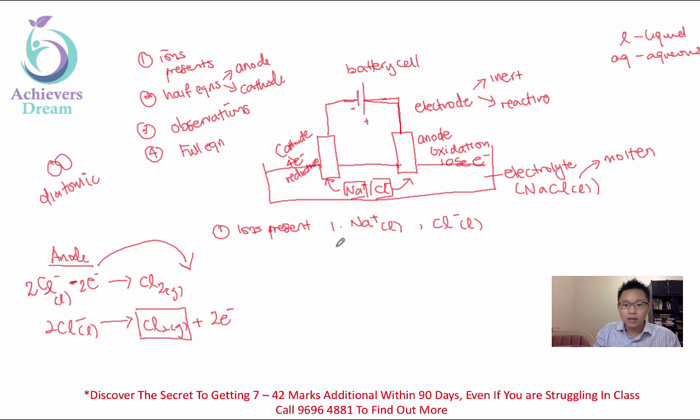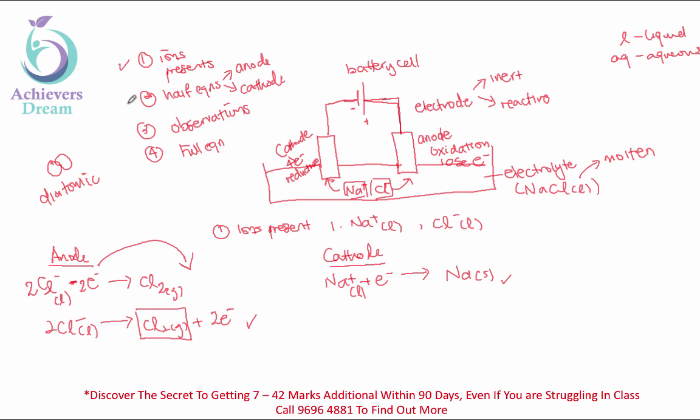How about the cathode? At the cathode, Na plus will be there. Na plus at the cathode has to gain electrons, so you will get to see Na, sodium. Sodium, a solid, will be deposited around the cathode. Once you see this equation, you tell me the observation: yellowish green gas observed at the anode, and grey metal observed, deposited at the cathode. So we are done with observations.